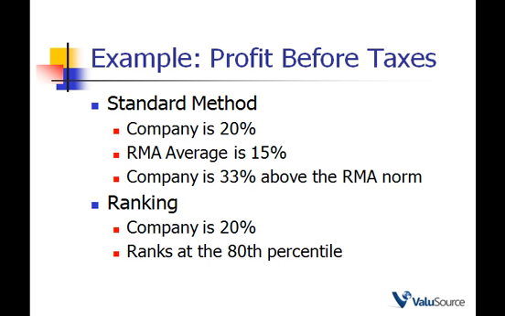If we go to a ranking, the company's number is still 20%. But since we have the entire distribution curve, you can calculate, or you can let the RMA program calculate for you, the ranking. In this case, the ranking is at the 80th percentile. It's much more precise than saying it's 33% above the RMA norm. It's also much easier to explain. The 80th percentile means 79% of the companies that responded to the RMA survey had a profit before taxes number that was less than 20%.